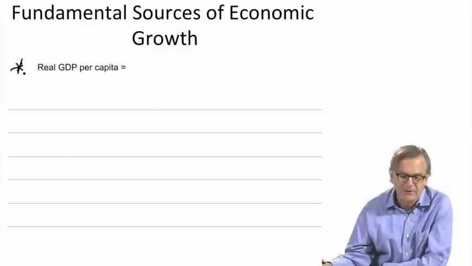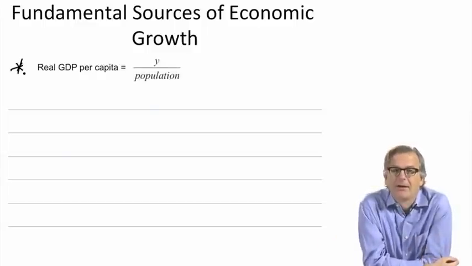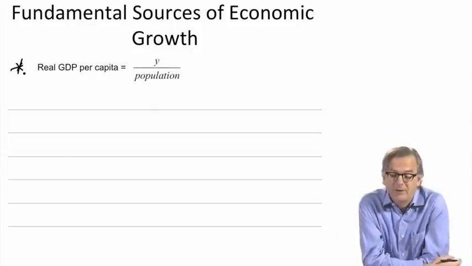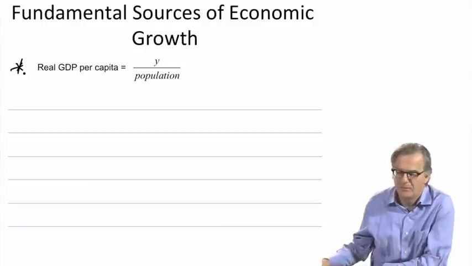Now, real GDP per capita is simply defined as the flow of GDP Y divided by the population.